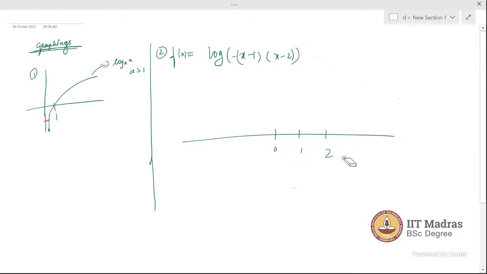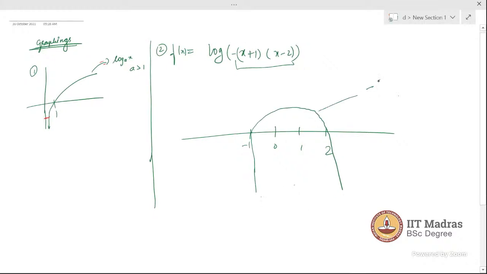Sir, you were telling minus log is not defined. We'll come to this, wait. So this is x plus 1, x minus 1. So this is going to be minus 1. Could you tell me the graph for only this part? It is negative, no? Downward parabola, going somewhere from minus 1 to 2. So this is the graph of minus x plus 1, x minus 2.